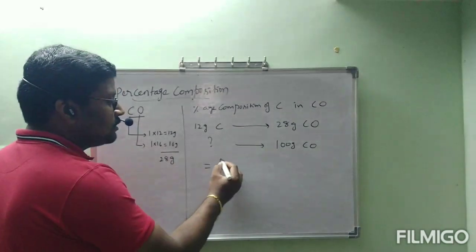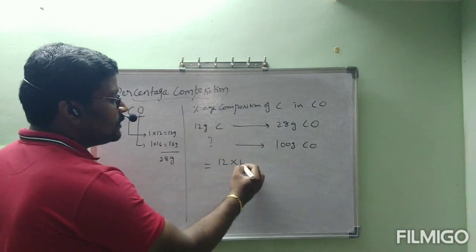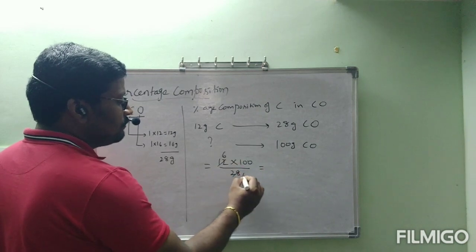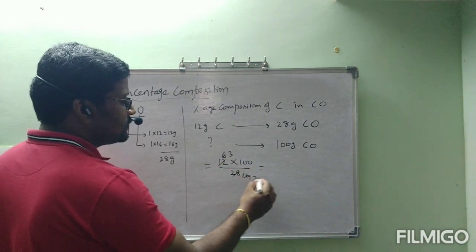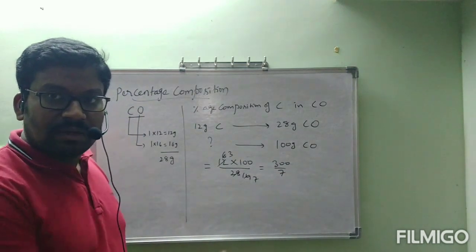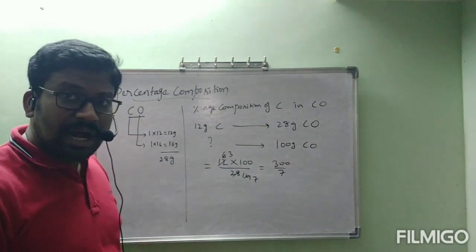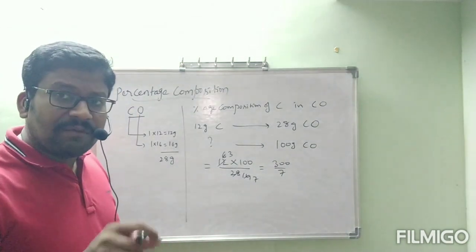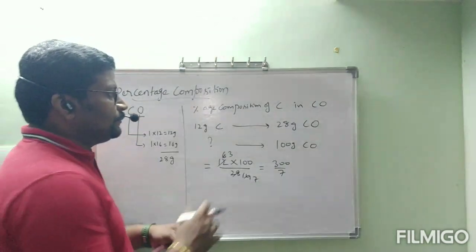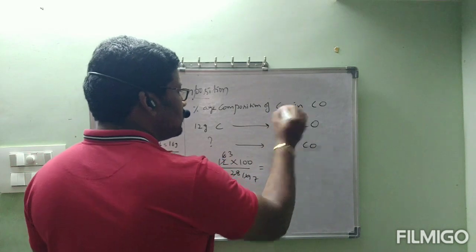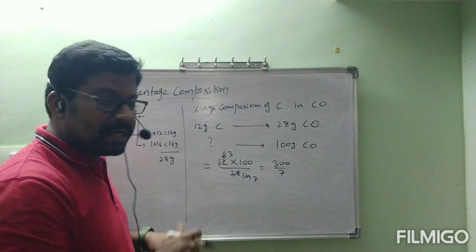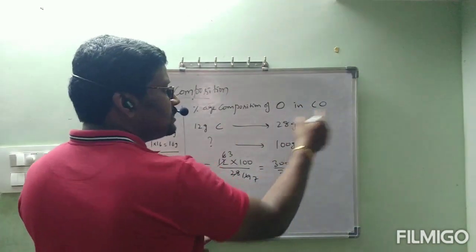Then the calculation: these two cross multiplication, 12 into 100 divided by 28. 2 6s are 12, 2 14s are 28, 2 3s, 2 7s, 300 by 7. Do this calculation using a calculator, and we will get the answer for percentage composition of carbon in CO. The same way we can find for oxygen also. Let us go through percentage composition of oxygen. I am just overwriting on that, but in your notes, separately keep the heading percentage composition of oxygen in CO.